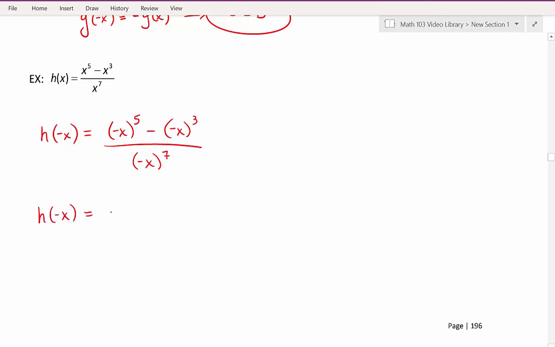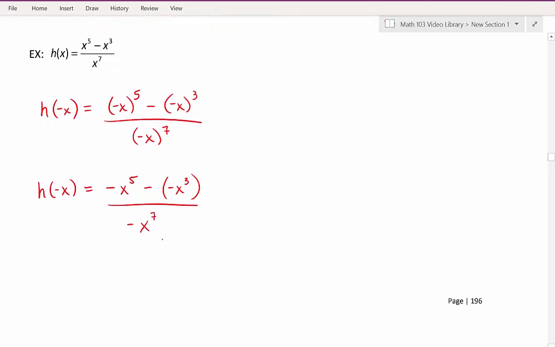Negative x raised to the 5th is going to be negative x to the 5th. Negative x to the 3rd, negative x to the 3rd. And negative x to the 7th, that's negative x to the 7th. We can simplify the numerator a little further, rewriting that as negative x to the 5th plus x to the 3rd over negative x to the 7th.